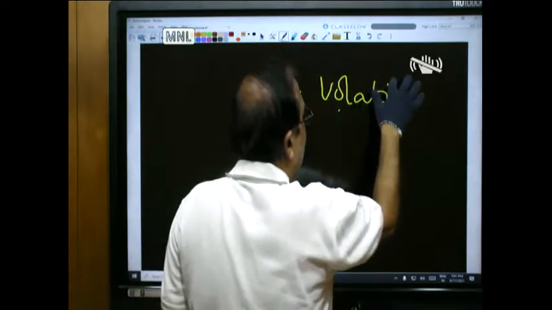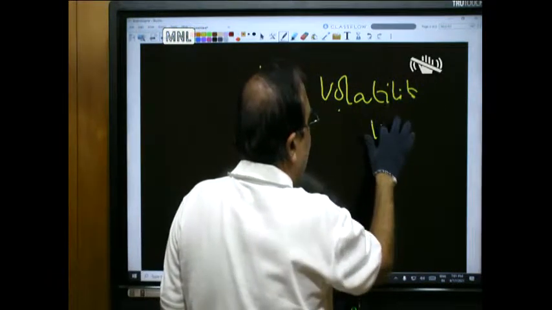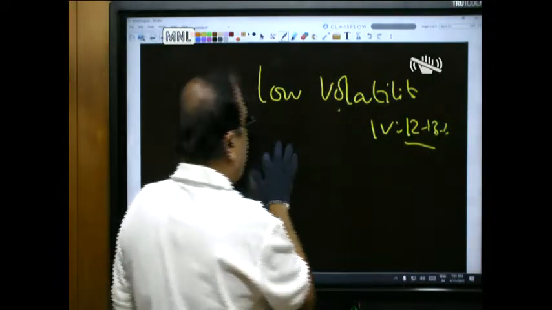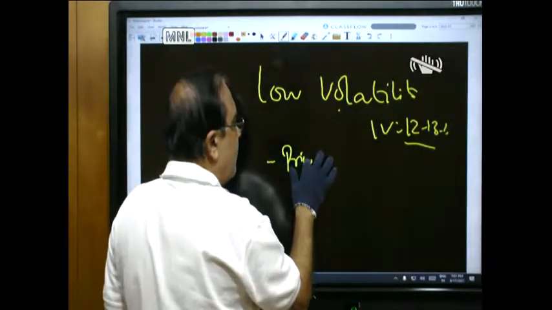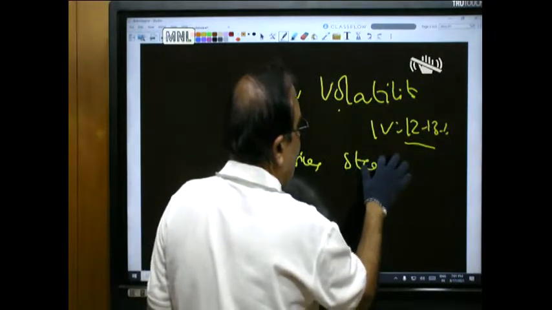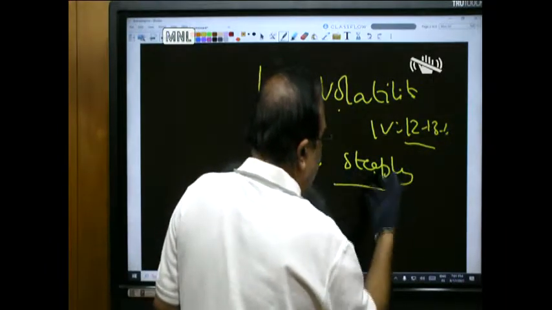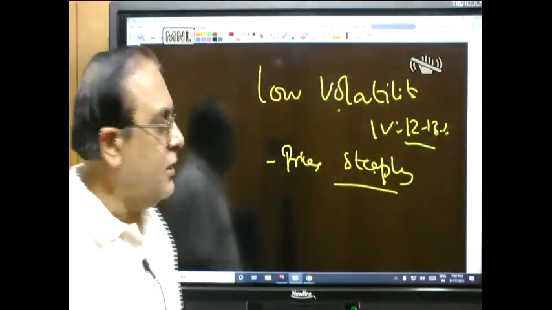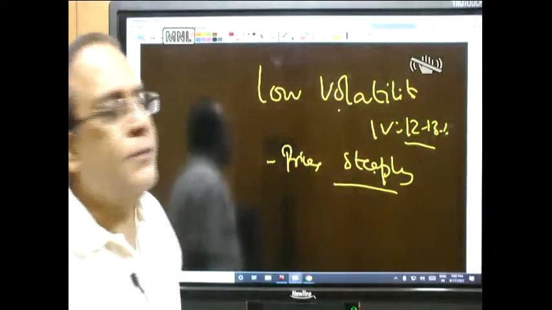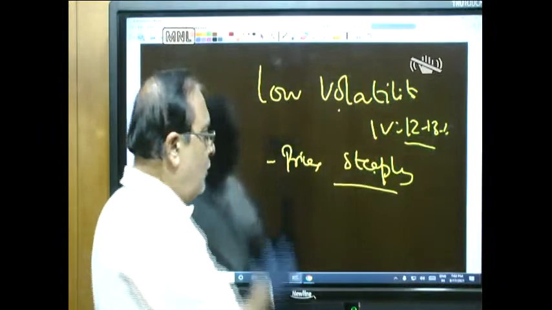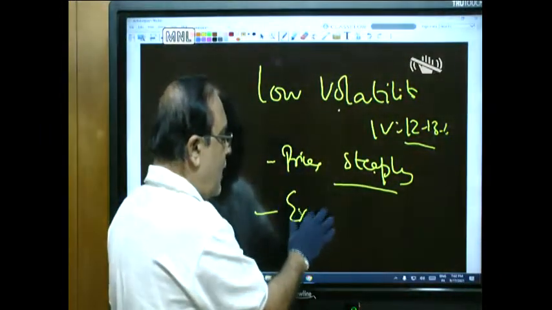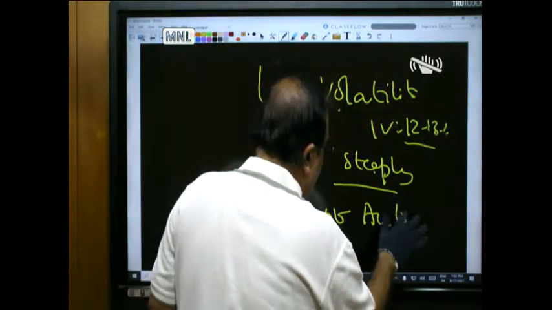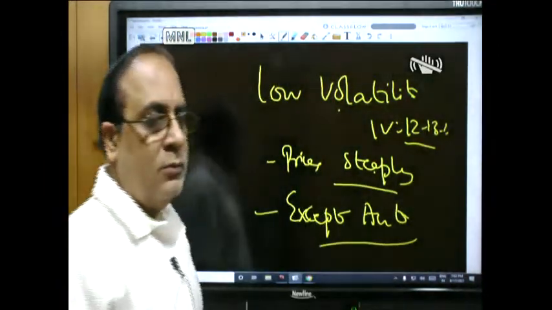Low volatility in the sense that the IV is in the range of say 12-13% approximately, but prices are steeply climbing, which we have not seen at all before. The strength of the rally, I think the prices are climbing too steeply, and almost all sectors are participating except auto, right? So this is the characteristic of the market right now.